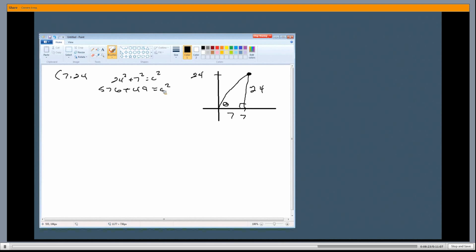And when we get to this point, you don't want a decimal approximation. A lot of times students get these kind of problems wrong, because when they do the square root of 625, if they get a decimal, they just do a decimal approximation. But you want to leave it in square roots. But in this case, we're kind of lucky. The square root of 625 is 25. So we don't have square roots to worry about.